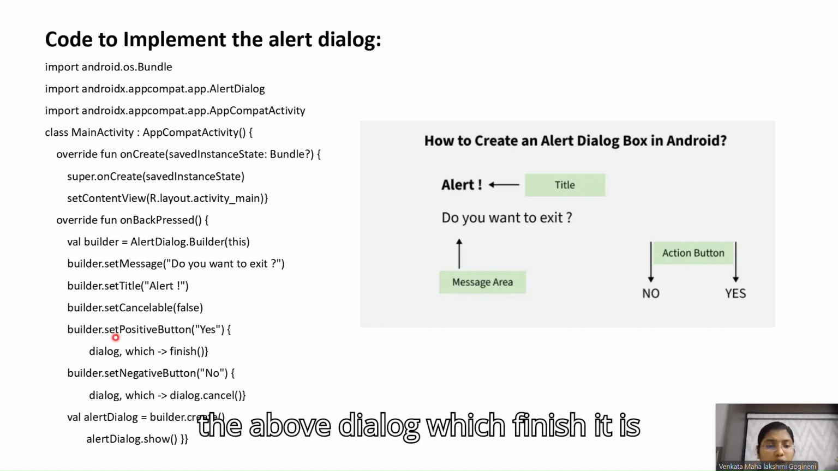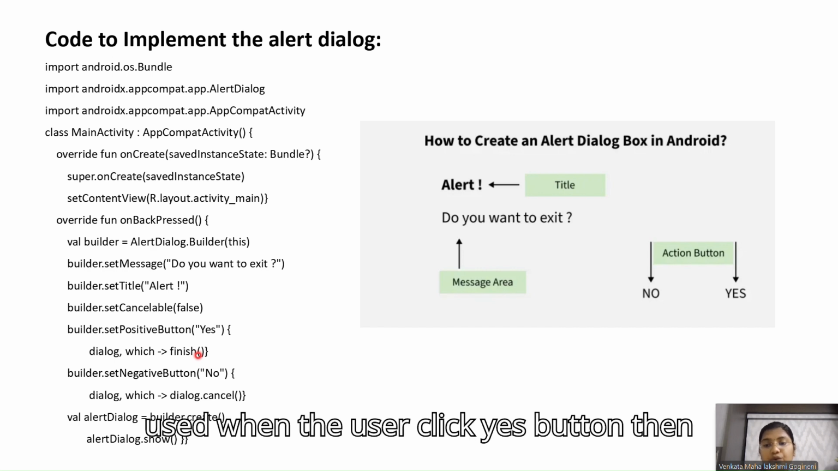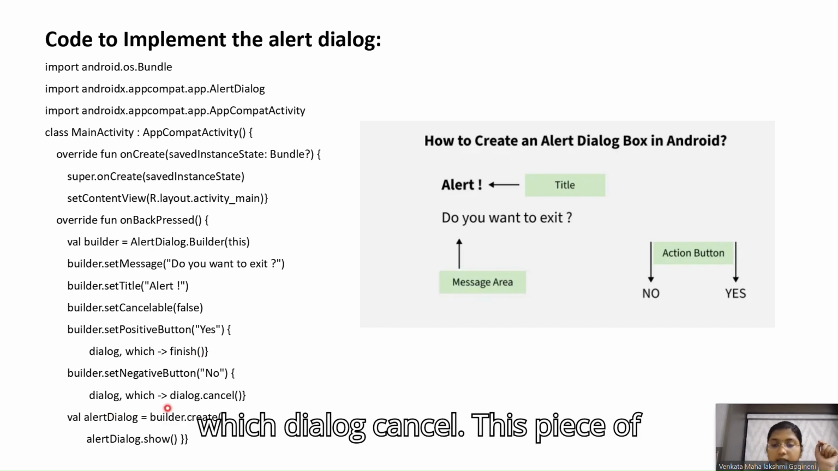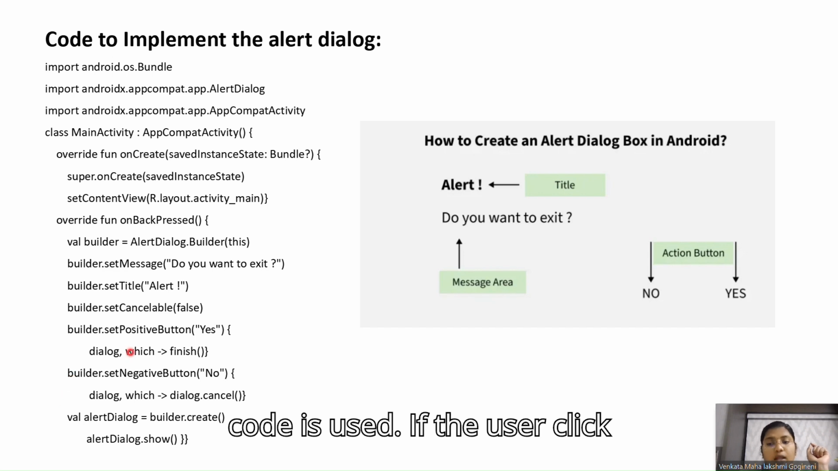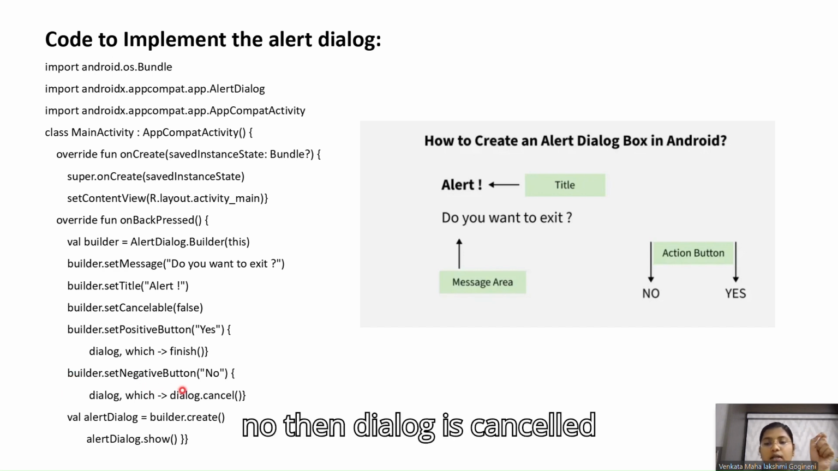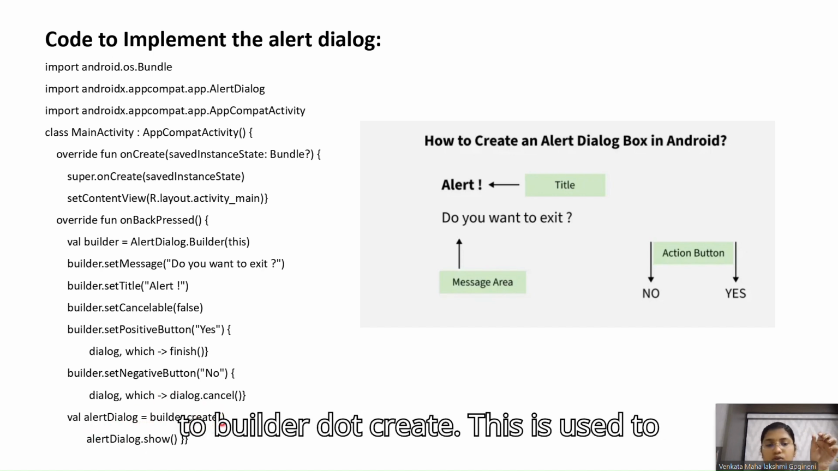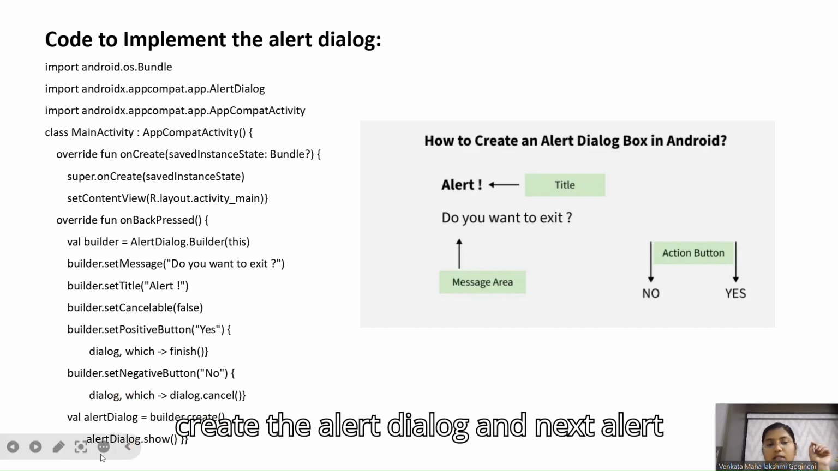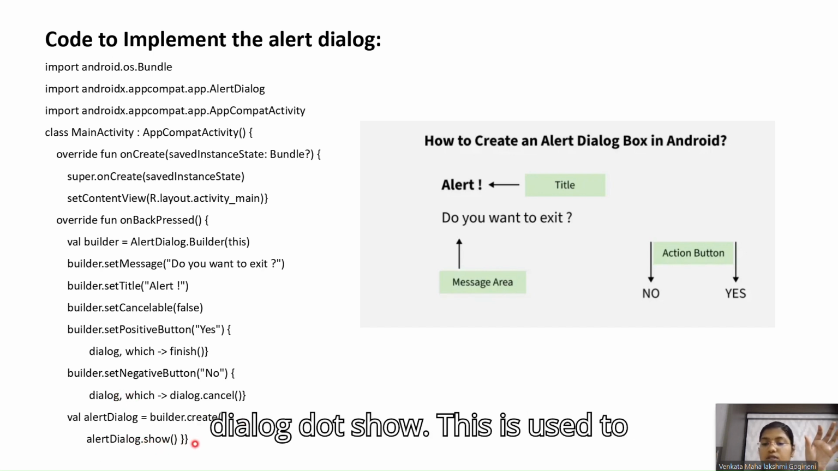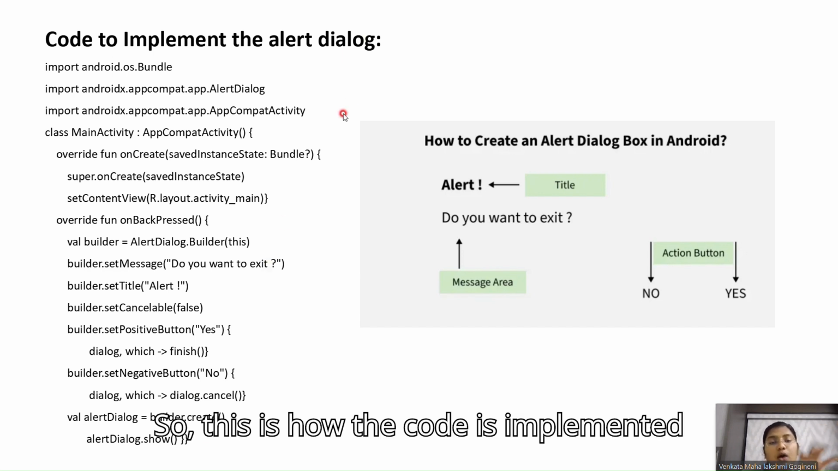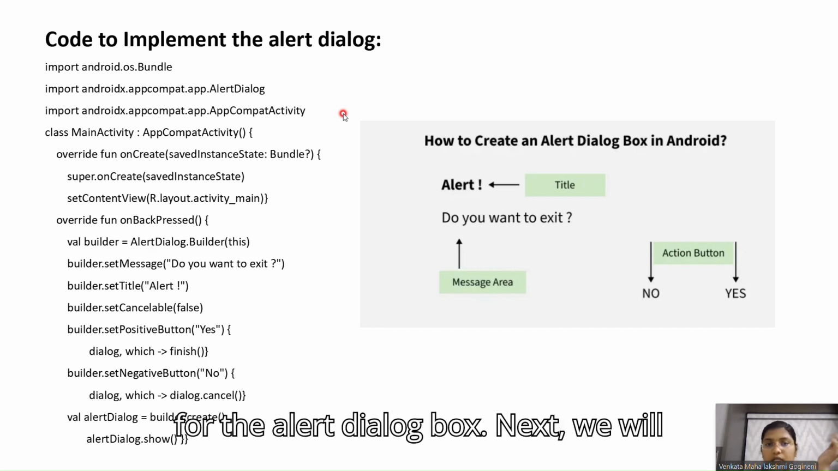And next, the about dialog, which is finish, is used when the user clicks the Yes button, then the app will close. And next is dialog.cancel. This piece of code is used if the user clicks No, then the dialog is cancelled. And next, val alertDialog = builder.create(). This is used to create the alert dialog. And next, alertDialog.show(). This is used to show the alert dialog box. So this is how the code is implemented for the alert dialog box.